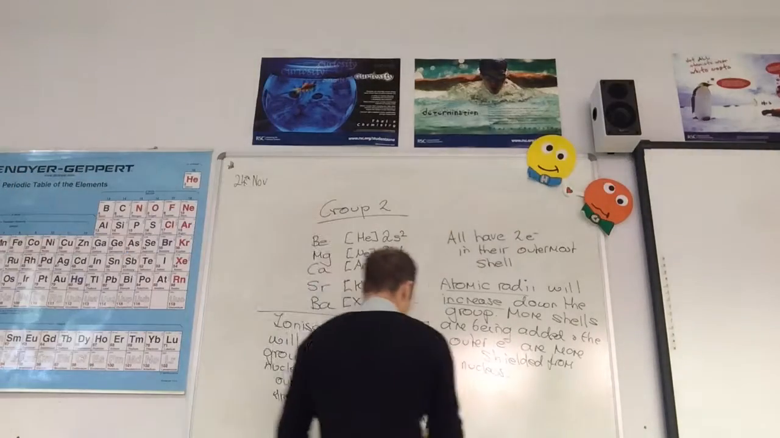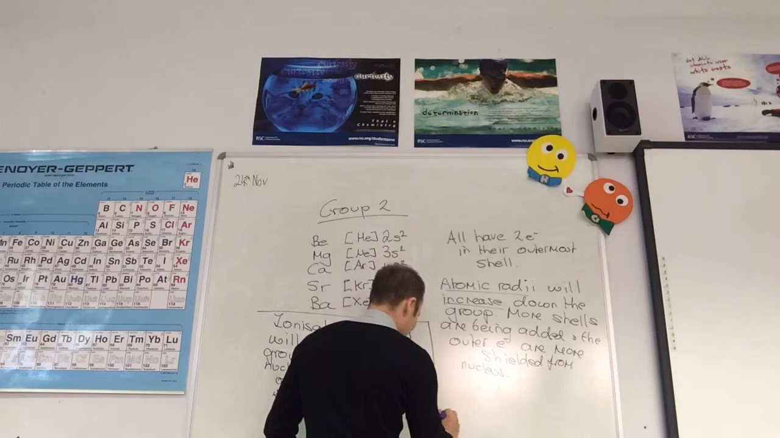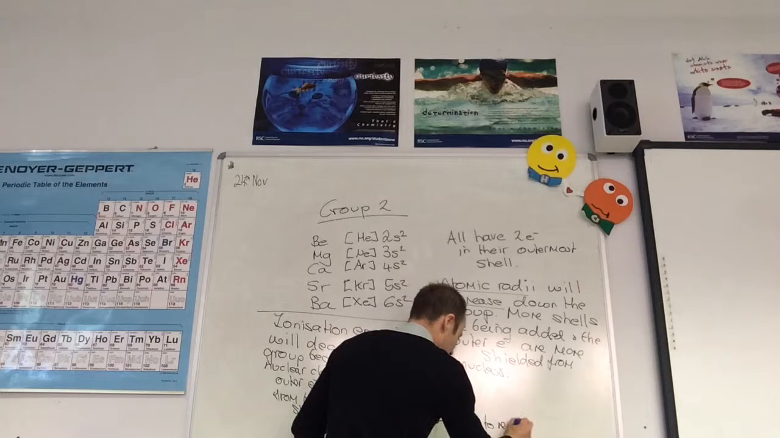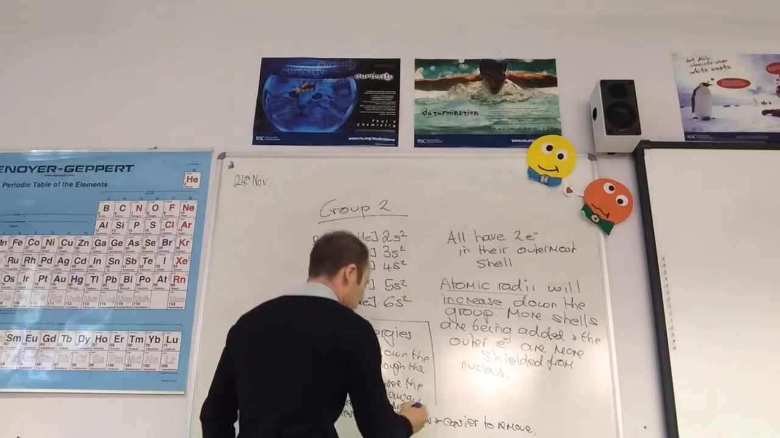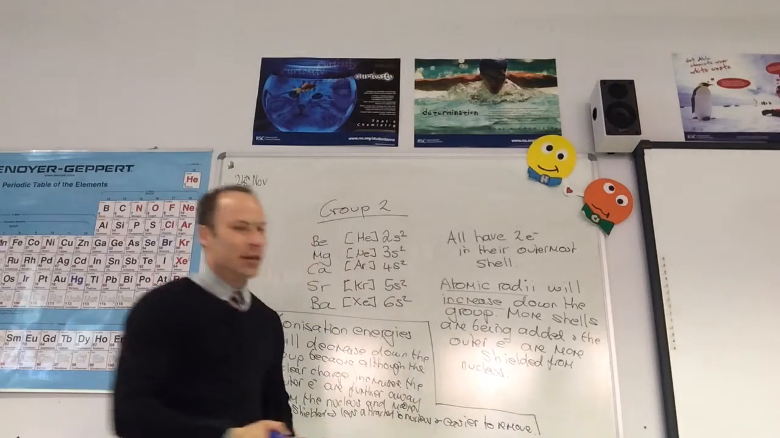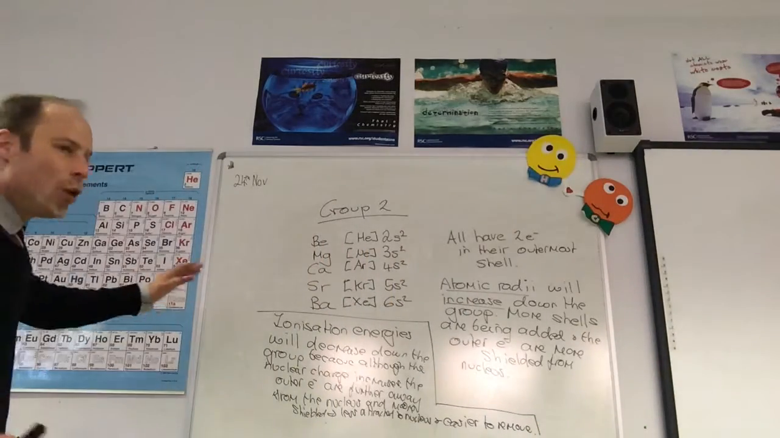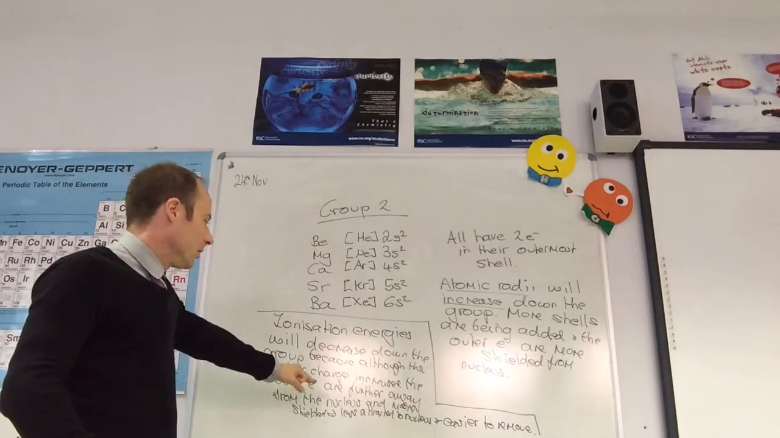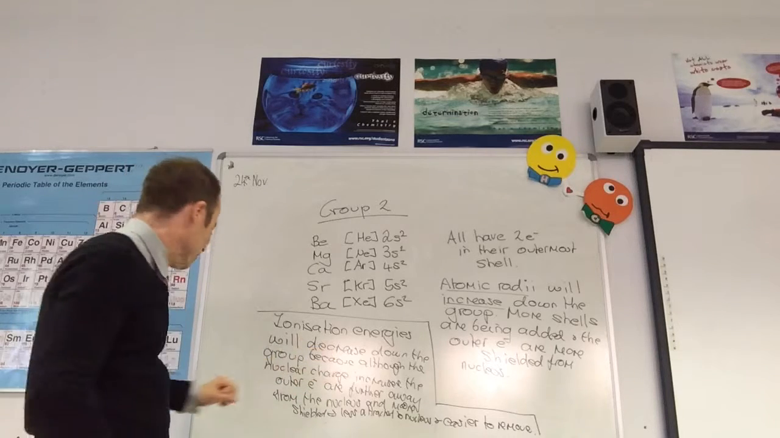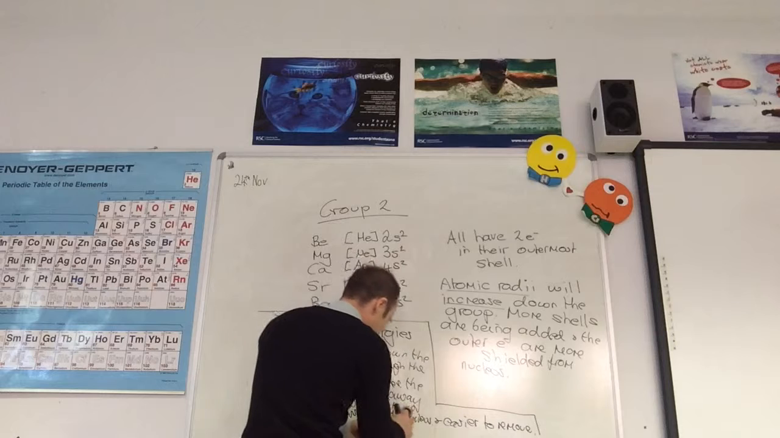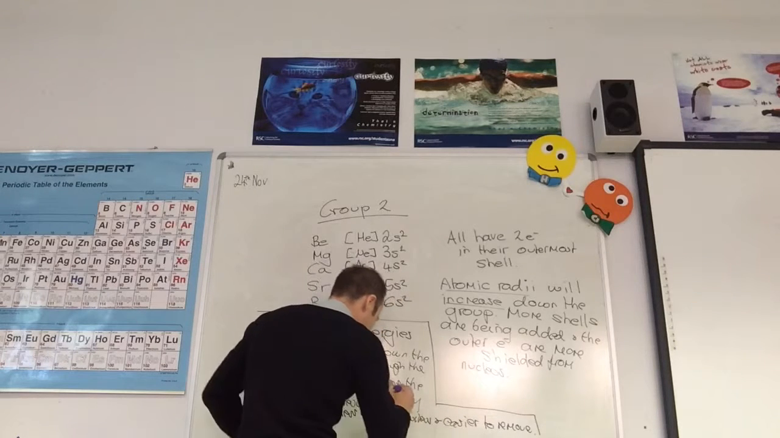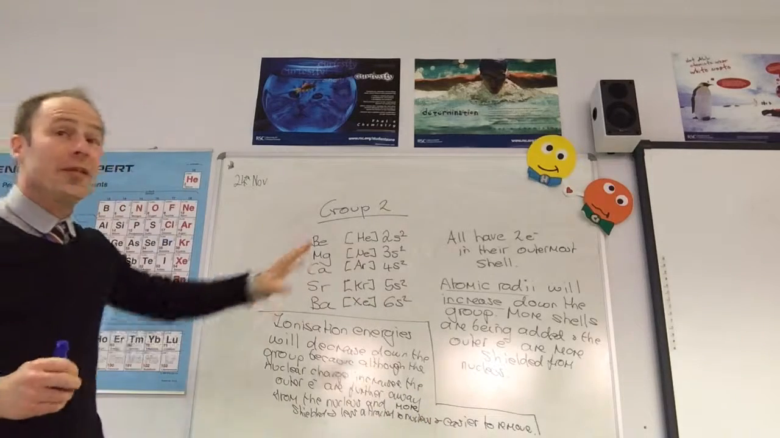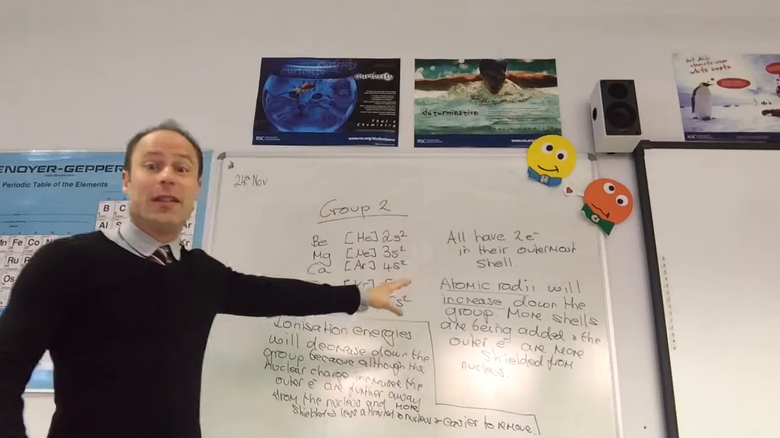We can just clarify it. Less attracted to the nucleus and easier to remove. Just to make sure. Keep the examiner happy. So you're happy, we always include the trend, nuclear charge, shielding, atomic radius. What's going to happen to the attraction? Is it easy to remove? Okay, so this is all recapping periodicity. So nothing surprising there.